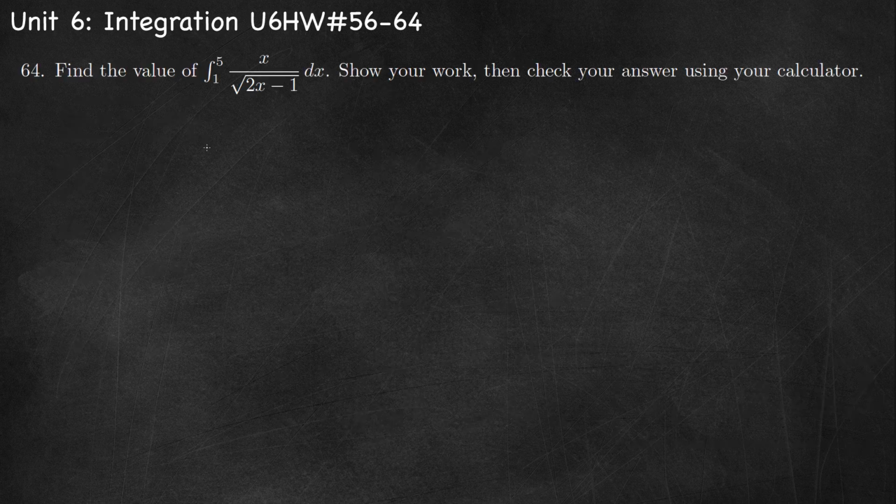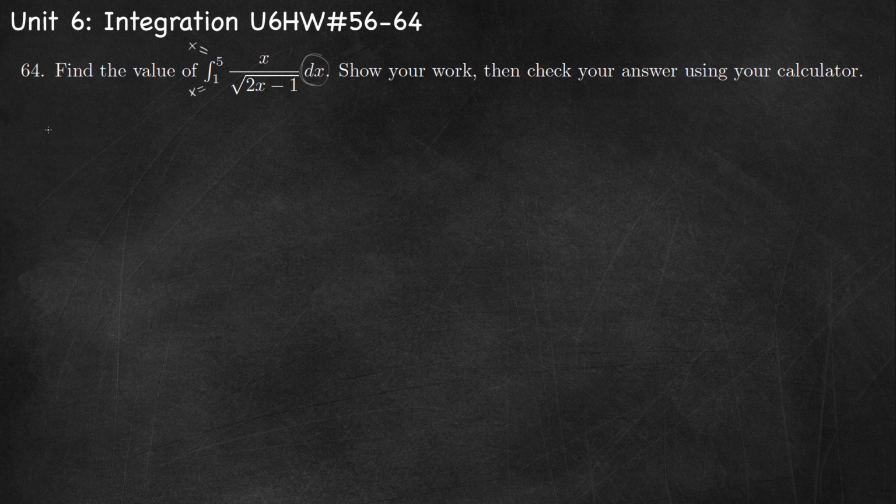Number 64, find the value of the integral from 1 to 5, x over the square root of 2x minus 1 dx. So this is a definite integral. When we do a U-substitution with a definite integral, we have to change our limits of integration because the 1 is an x value and the 5 is an x value. We know because we're integrating with respect to x. So we're going to have to convert these into u values along with the rest of the problem.